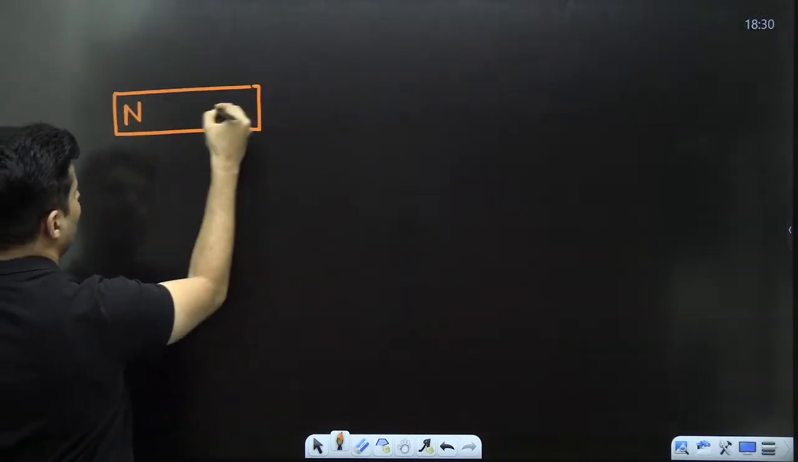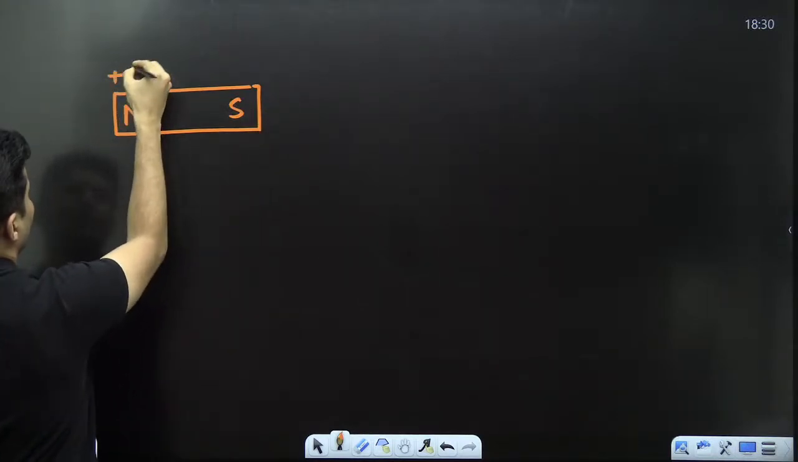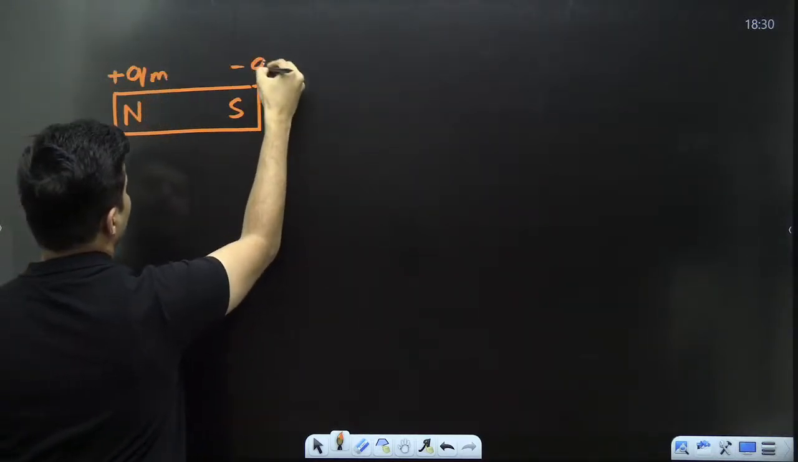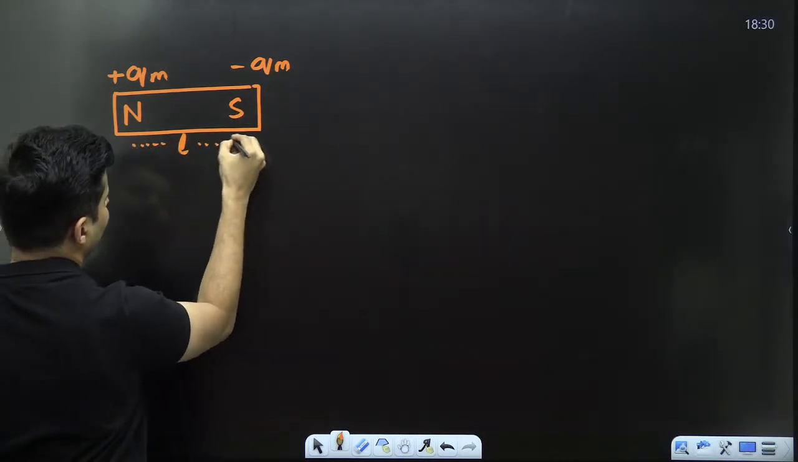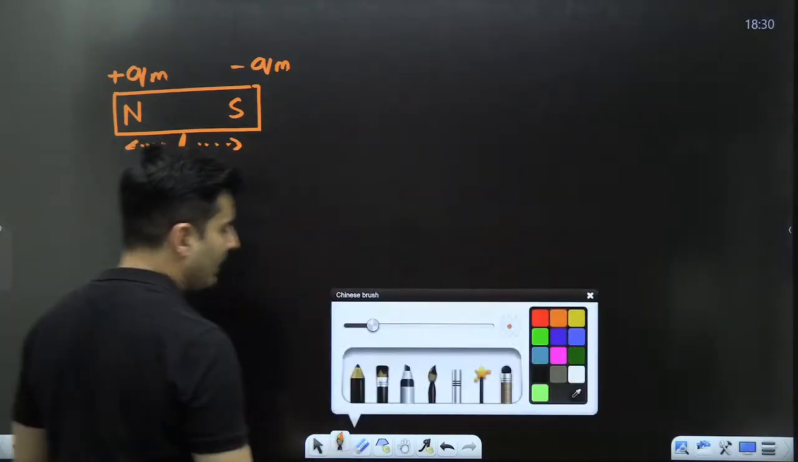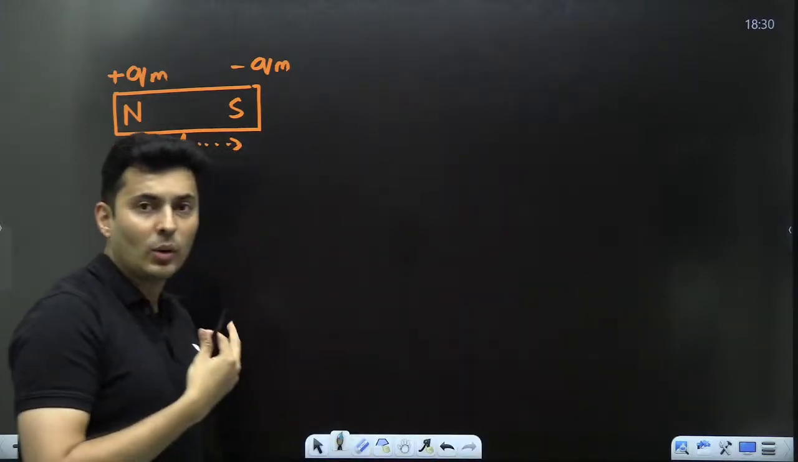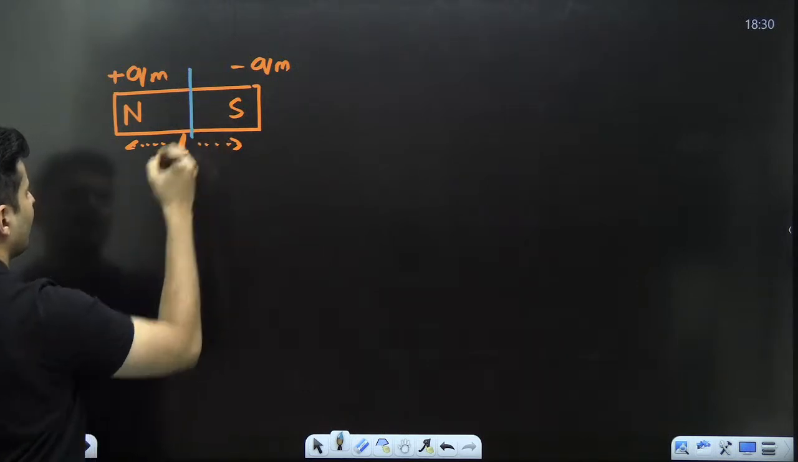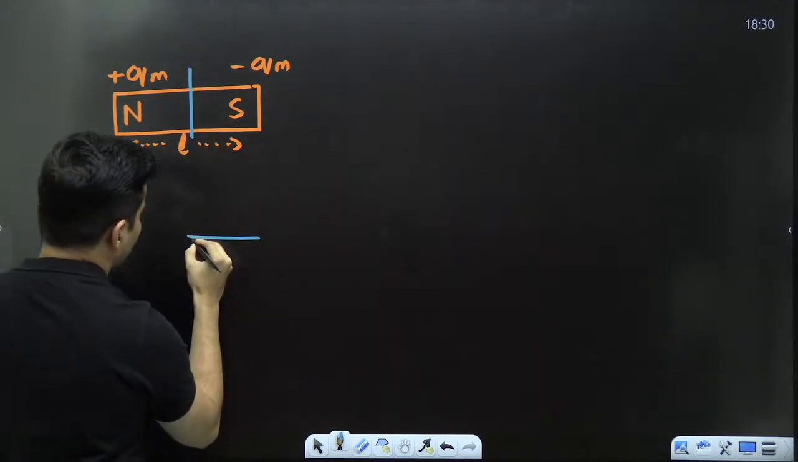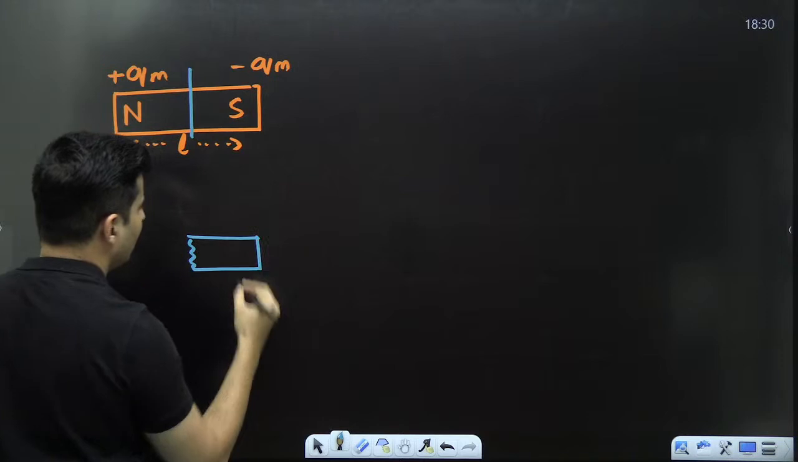Now imagine you have a magnet like this. This is your North Pole, this is your South Pole, this is plus QM, this is minus QM, and the separation between them is basically L. Now there are two ways for me to cut the magnet. One way is I cut it like this. When I cut it like this, then I will get two magnets in this particular manner.